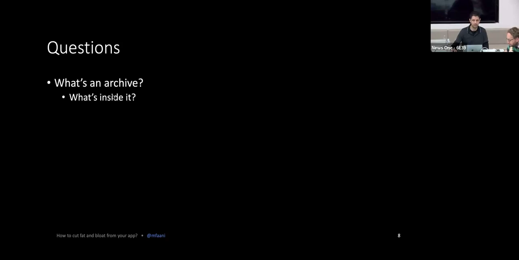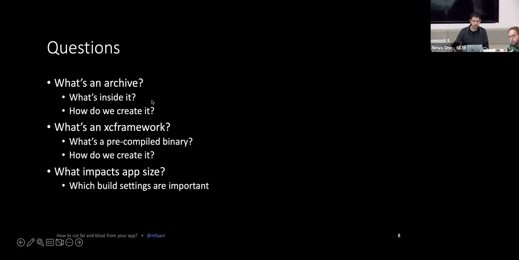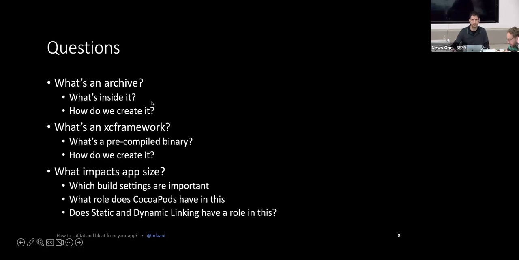Like, what's an archive? What's inside it? How do you create one? What's an XCFramework? What's a precompiled binary? How do we create it? How does this impact app size? Which build settings in Xcode are important? What role does CocoaPods have in this? Does static and dynamic linking have a role in this?